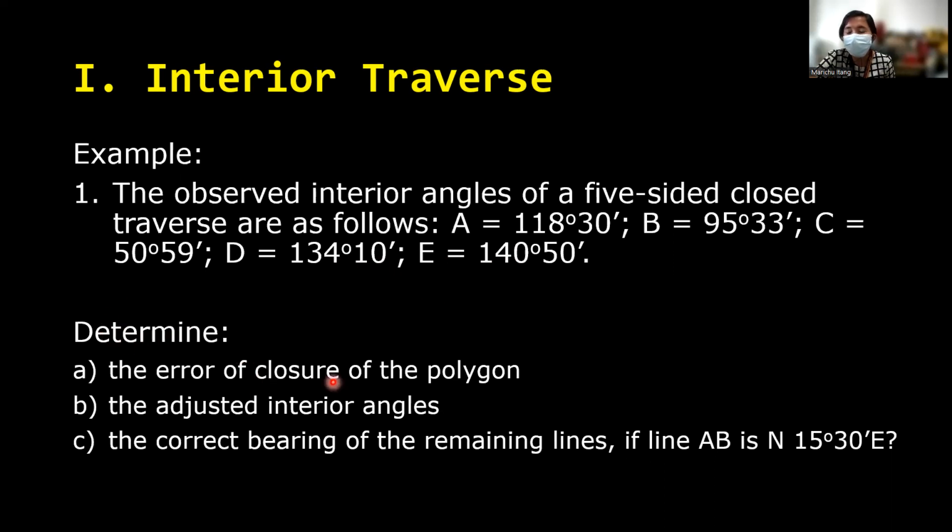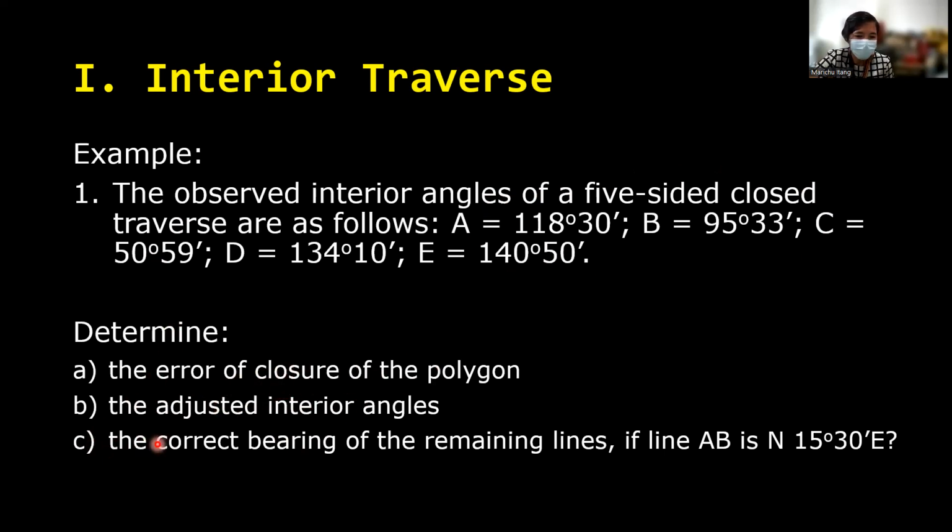Now, we are going to determine the error of closure of the polygon. When you say error of closure of the polygon, we need to check if it's really a closed polygon. If it's not, then we need to adjust the polygon. So letter B, the adjusted interior angle. We need to adjust the interior angle once we compute the error of closure. If it is not closed, for example with 5 sides, 5 minus 2 is 3 times 180, that is 540. If the sum of all the angles here is not equal to 540, then we need to either subtract or add the correction to determine our adjusted interior angle.